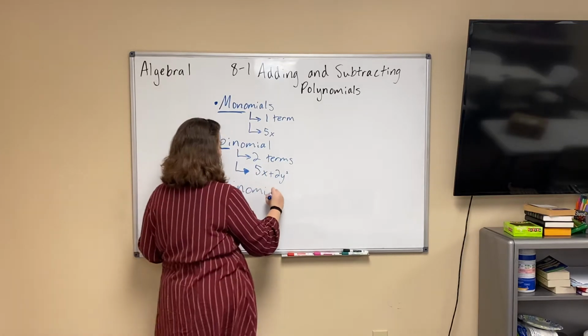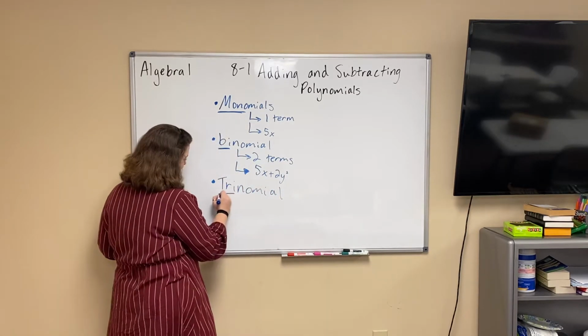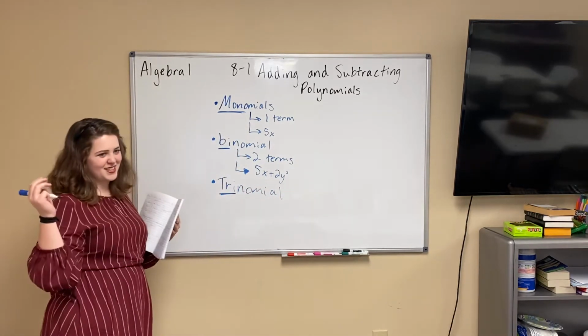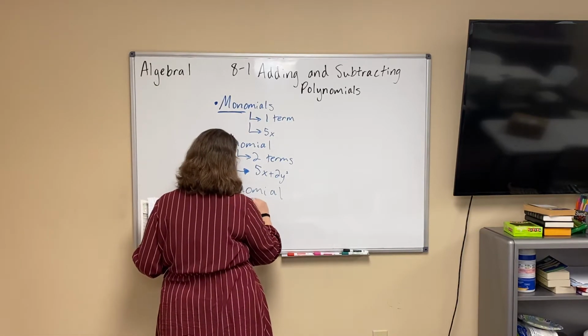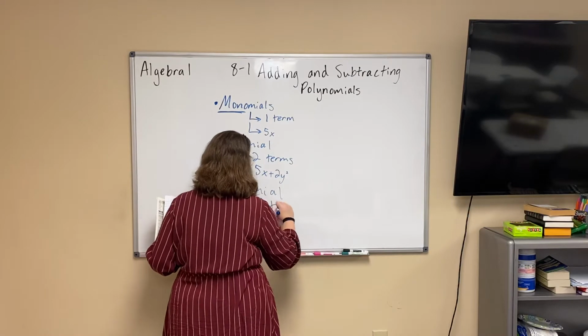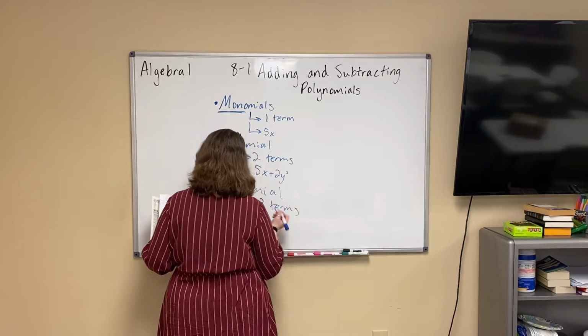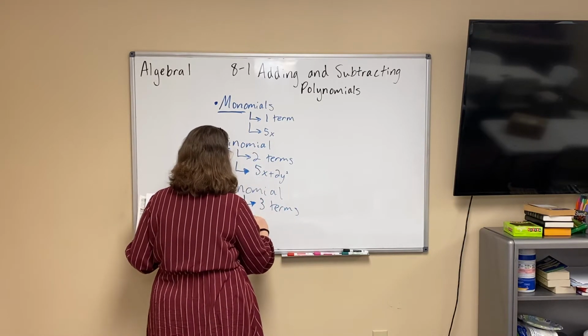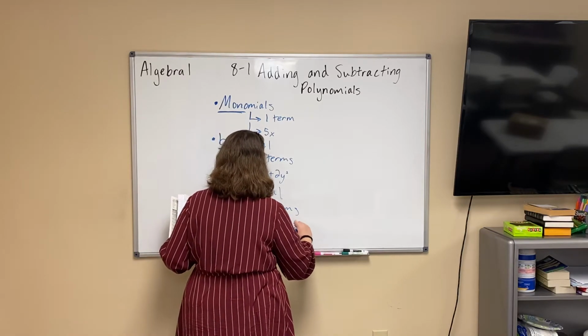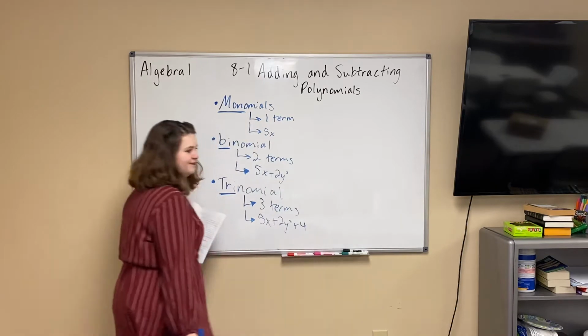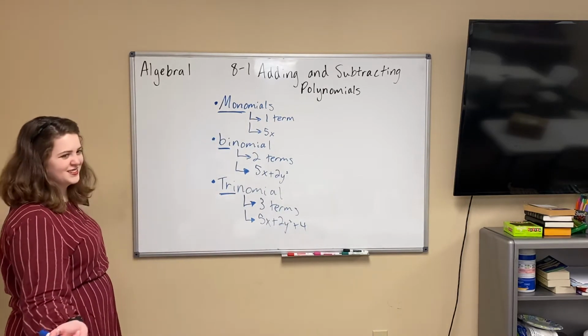Trinomial. Now trinomial has tri, so that means it's going to be 3 terms. Good. 3 terms. So it's going to look something like 5x plus 2y squared plus 4. There's 3 things instead of 2.